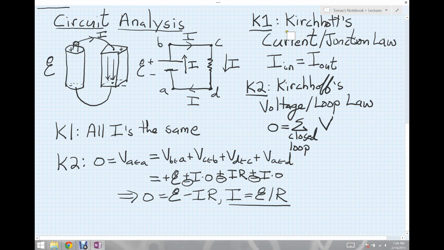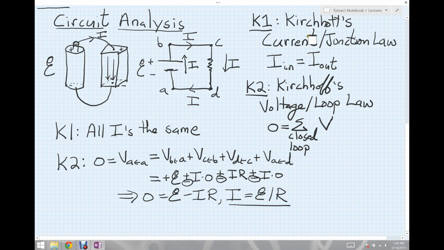There's the first law, I like to call it K1. Generally it's called Kirchhoff's current or junction law. And it says that for any junction in a circuit, any point where you have currents flowing in and out, the net flow in must match the net flow out. That's something that we studied early on in our course when we looked at our fluid flow models. Then there was K2, that's Kirchhoff's voltage or loop law, but again, I like to call it K2. And it simply says that if I add up the voltages around a closed loop, I must always get zero.